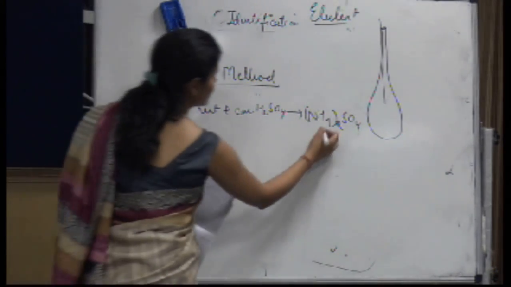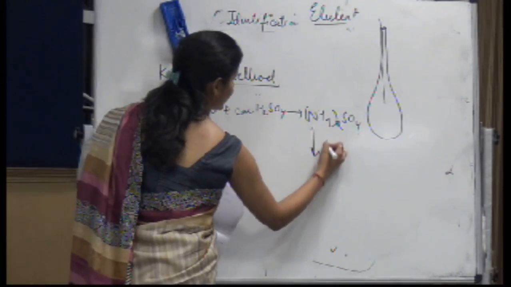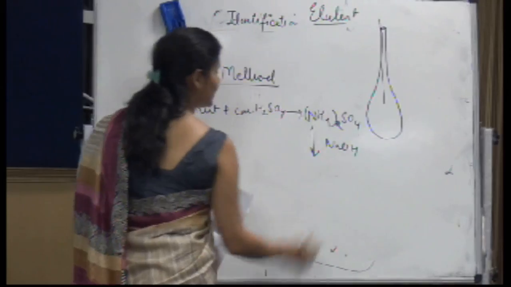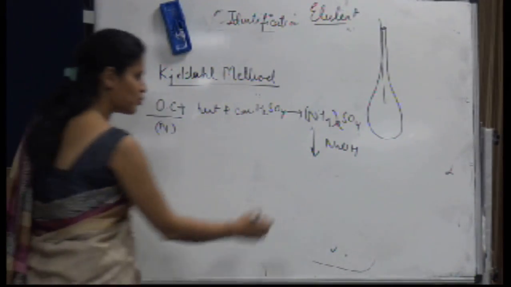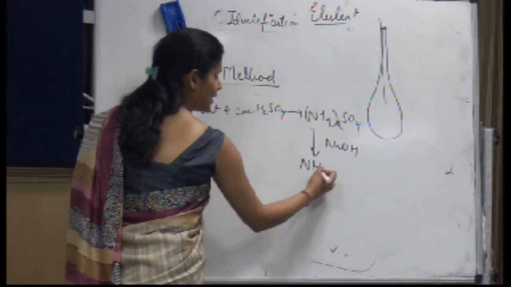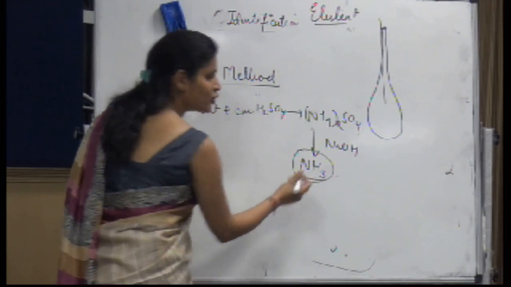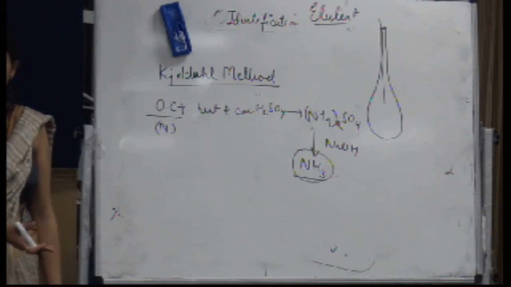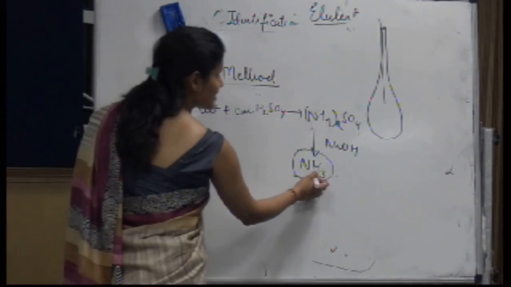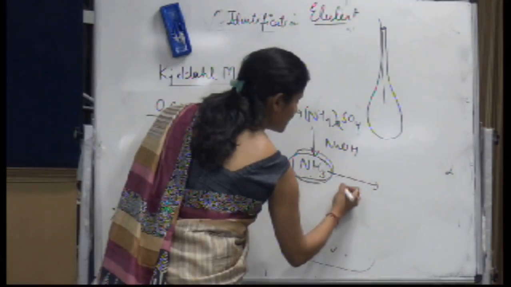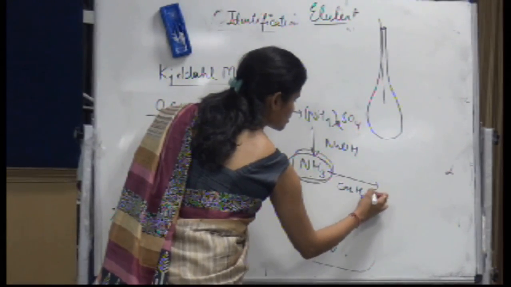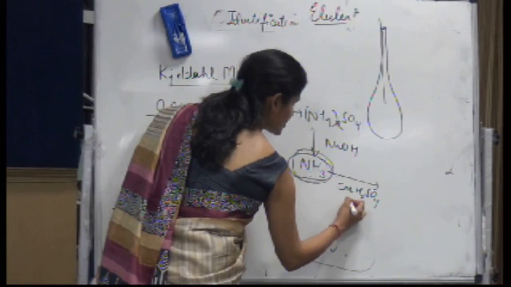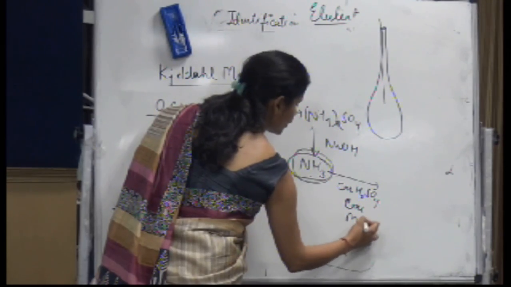Then I'll heat this with NaOH, and this would release ammonia gas, and I'll estimate the amount of ammonia gas released, which would give the amount of nitrogen. But how do I estimate the amount of ammonia? I'll pass this ammonia gas over the concentrated H2SO4 of known concentration, known molarity or normality.